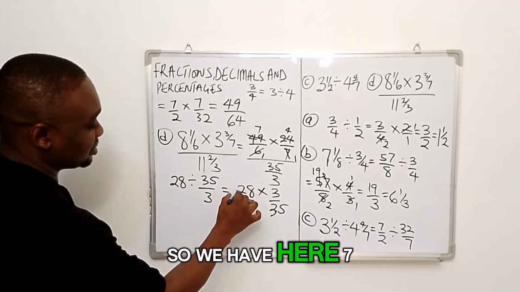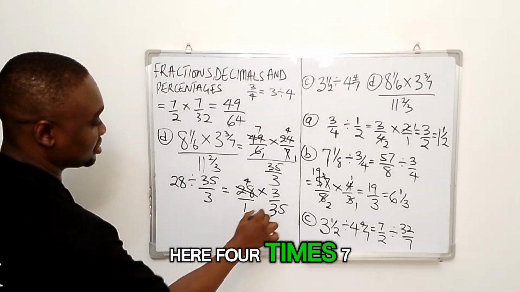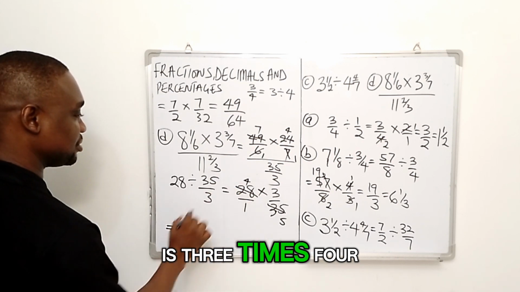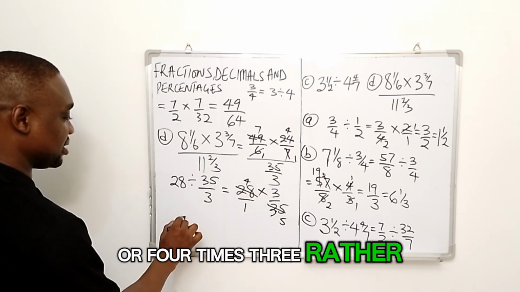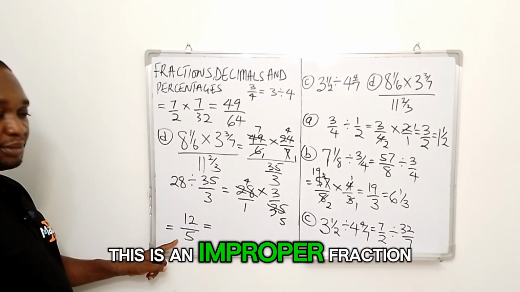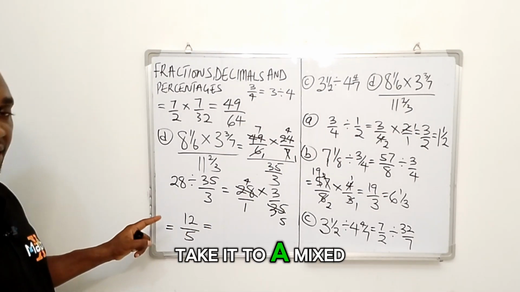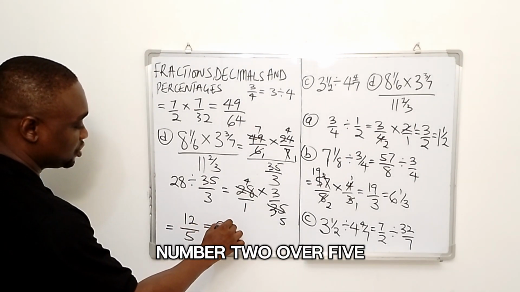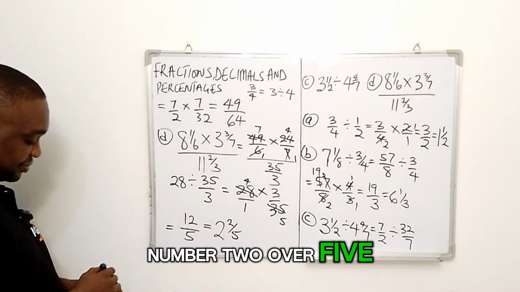So we have here 7 here 4 times, 7 here 5 times. So what we have here is 3 times 4, or 4 times 3 rather, that is 12 over 5. This is an improper fraction. Take it to a mixed fraction. This would be 2 whole number 2 over 5.